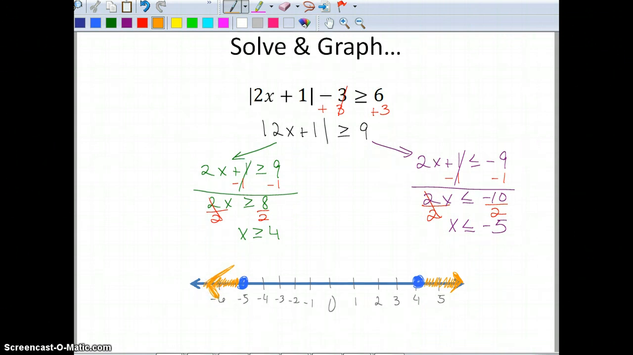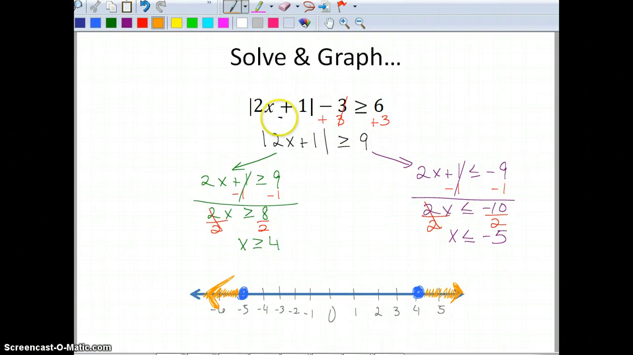And that's it. Now you really have to be careful when you have an inequality like this, because you have to get the absolute value section by itself before you divide it up into its positive and negative possibilities.